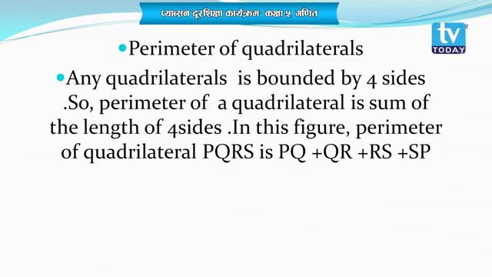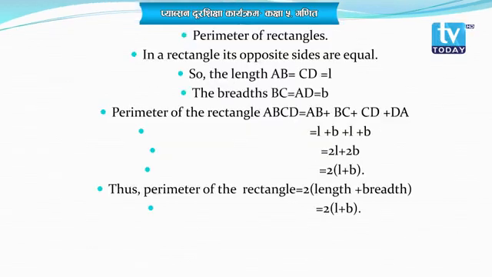Give it a name, and you can write the angles as P, Q, R, S. One side as PQ, another side as QR, another as RS and another as SP. The sum will be PQ plus QR plus RS plus SP. You can do it by yourself. Right students? Okay. So now next is the perimeter of rectangles.